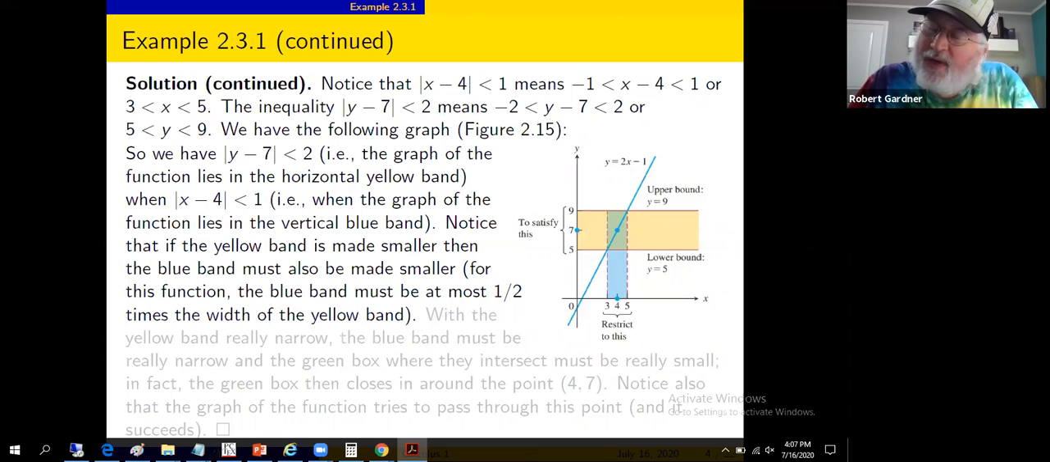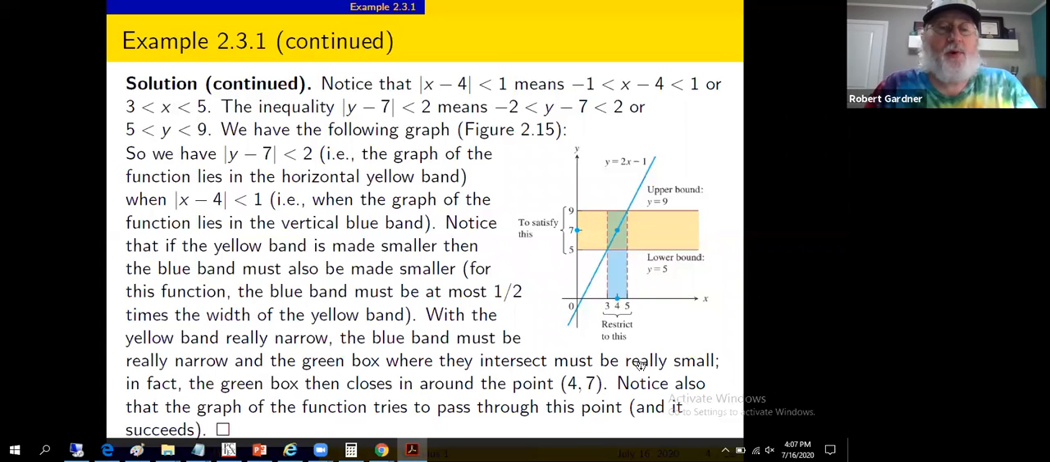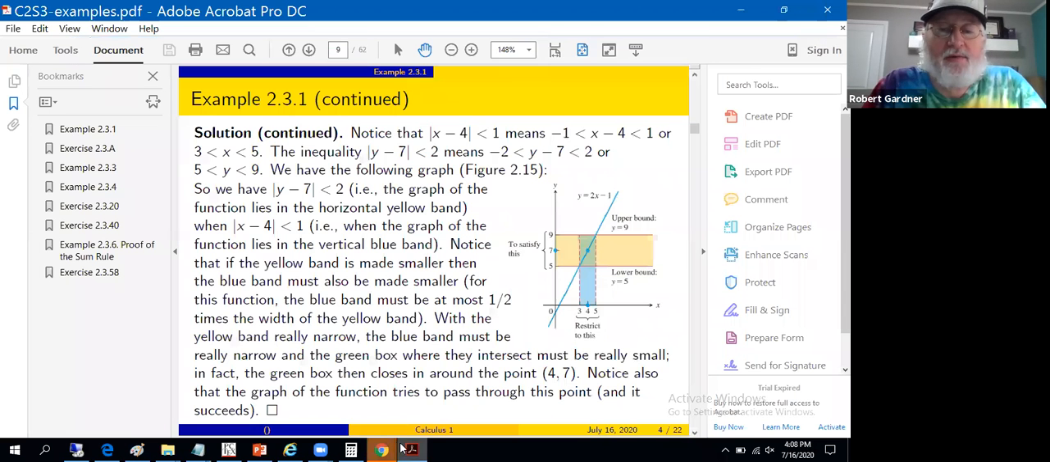This is how the rigorous definition will meet my anthropomorphic definition. So to make the yellow band narrower, you'd have to make the blue band correspondingly narrower. And it closes in around the point (4, 7). Notice, the graph tries to pass through the point. In fact, it does. Irrelevant, though, in a limit question. Back to the notes.